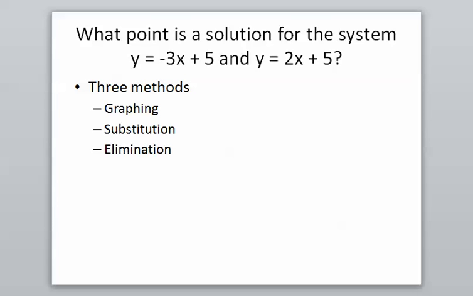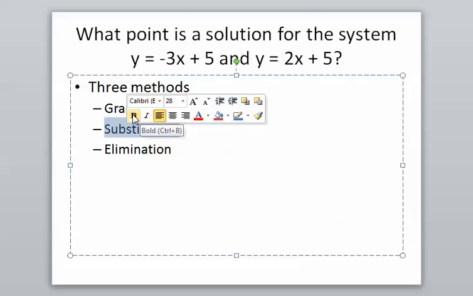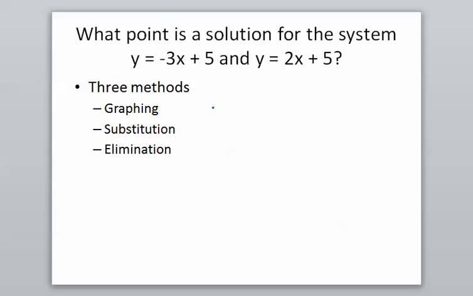Now, what point is the solution to this system? There are 3 methods for doing it. The first one we covered 2 weeks ago was called graphing. The one we covered last week was called substitution. Well, we actually covered those two both 2 weeks ago, graphing and substitution. I recovered substitution last week and went into this one, elimination. So there are 3 different methods for doing it. I am going to show you the one that I think is the easiest to do. And since they both are y equals, I'm going to use this substitution one.